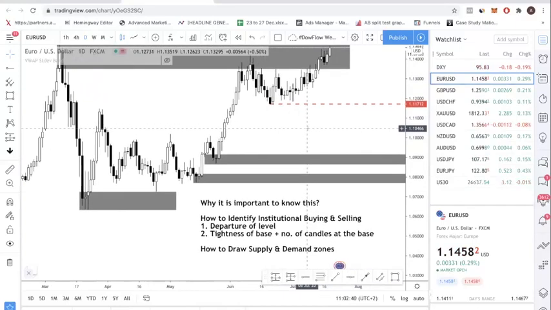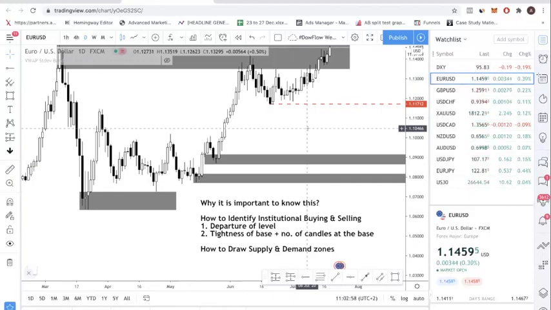Okay, ask yourself, how much did price move since the area that you're interested in, that you identify as an institutional buying and selling area. Okay, that's the first factor. Now let's talk about the second factor. The second factor must be in conjunction with the first factor.